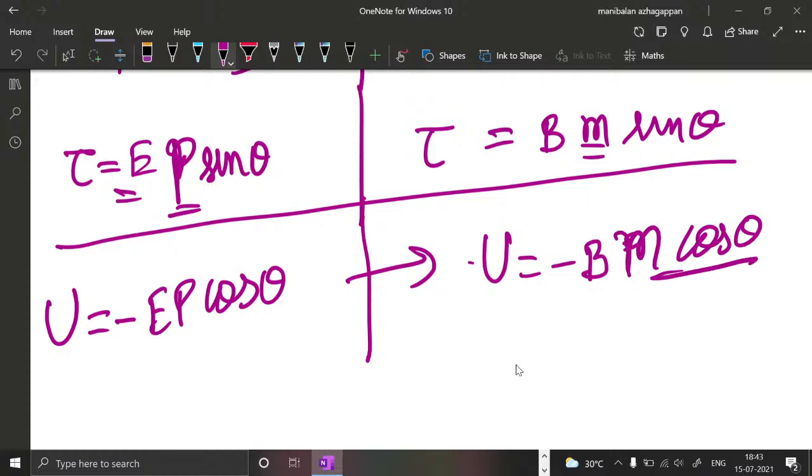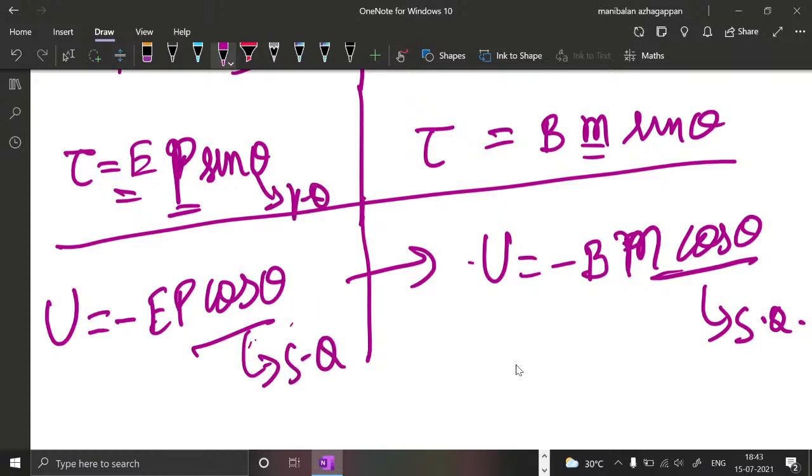Whenever you get cos theta, you can take it as a scalar quantity. Whenever you get sin theta, that is going to be a vector quantity.